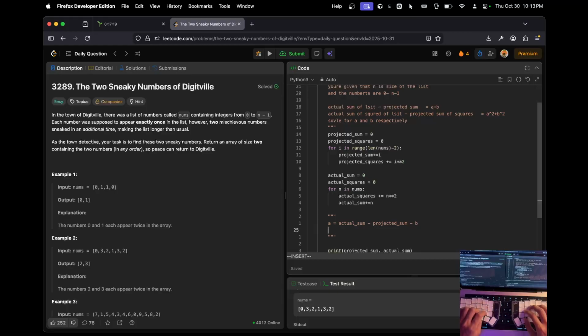Similarly, the actual squared minus the projected squared is equal to a squared plus b squared. So what does this mean? How can we rewrite this equation?